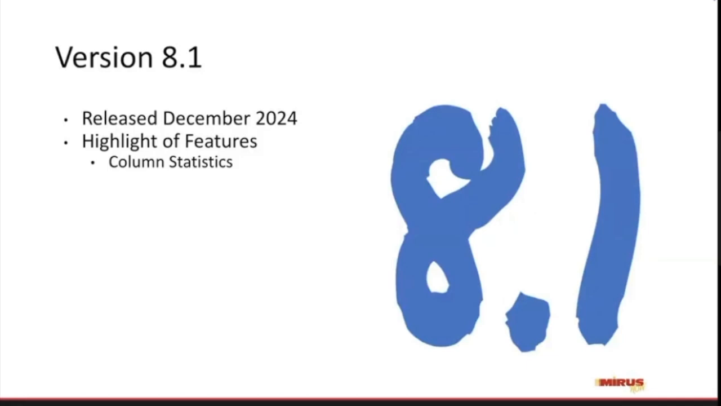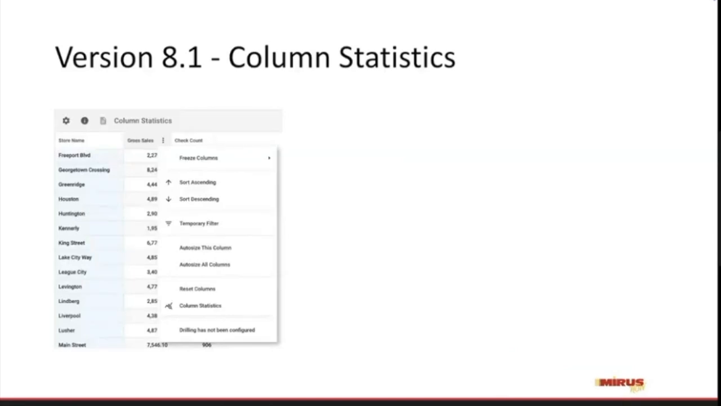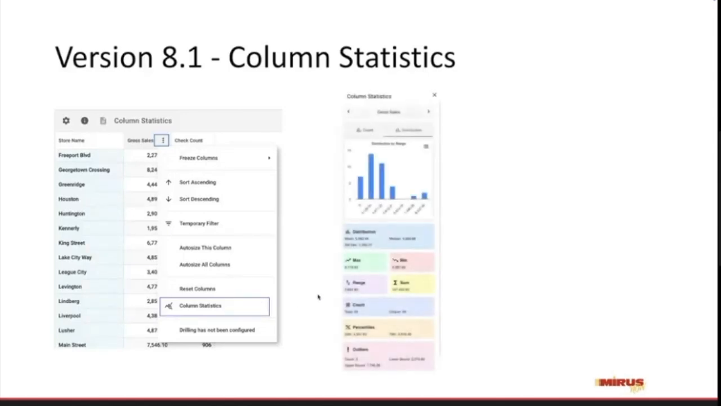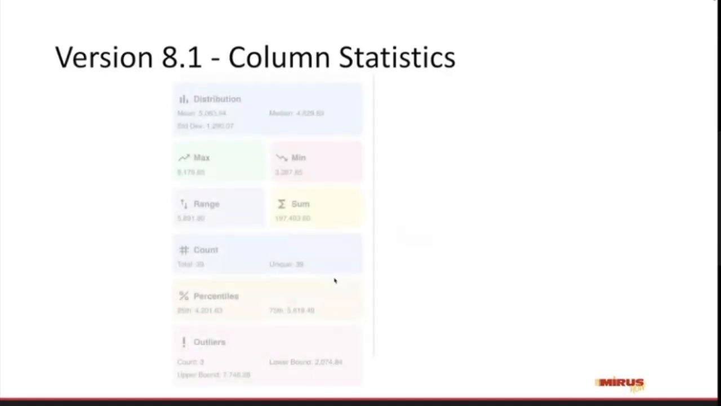To access Column Statistics, you'll click on the same three-dot icon on the column you're interested in reviewing Column Statistics for, and you'll see the Column Statistics option here. Once you click that, a modal will display and provide you all the information about the column that you selected. So what is this data?